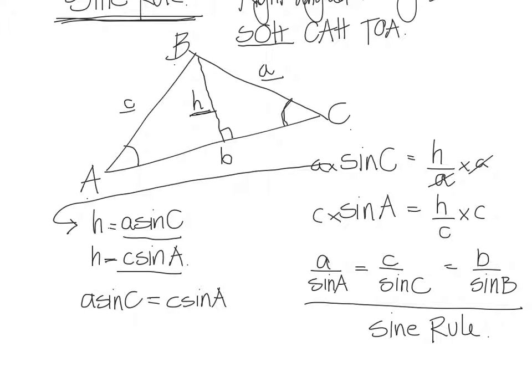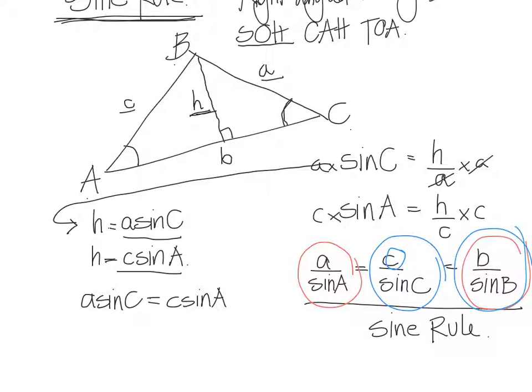And we only ever use two of these expressions at one time, so we might just do this one and this one, or we might do this one and this one. But what it does is it allows us to take four pieces of information, C, B and sine B, for example, and work out an unknown.